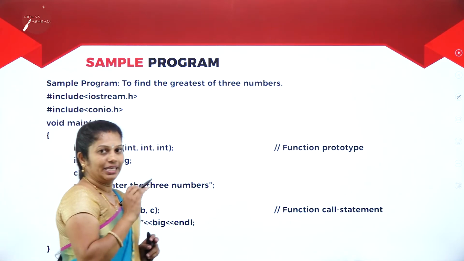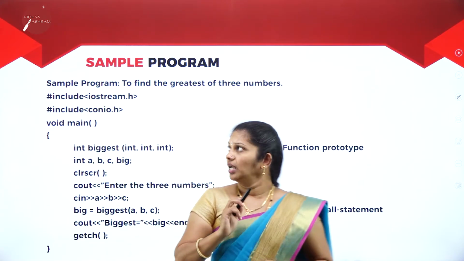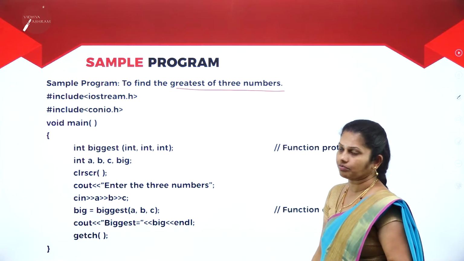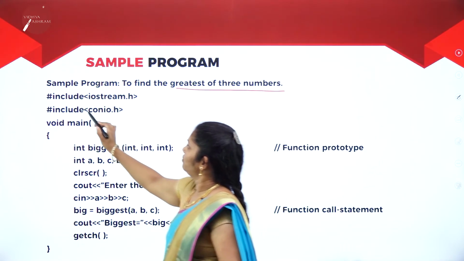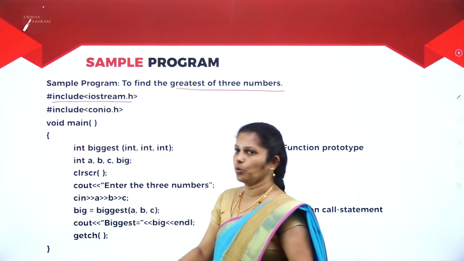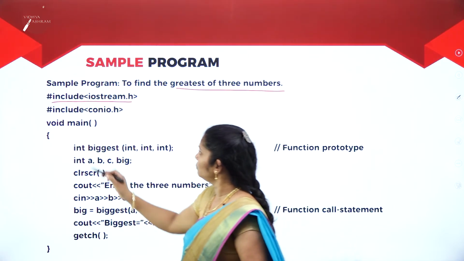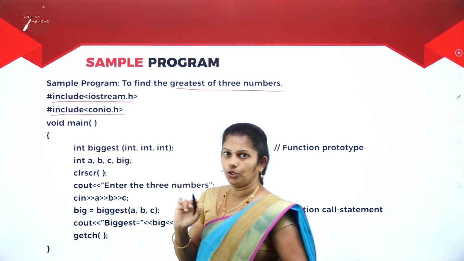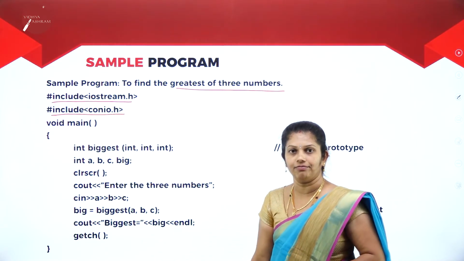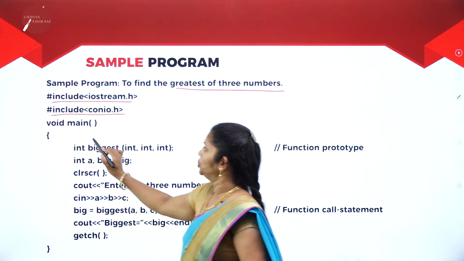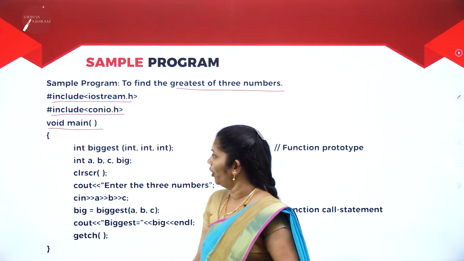Now I am going to explain one example program for this. Consider I want to find the largest of three numbers. Then as usual, first we have to include the header file iostream.h. This is a supporting header file for cin as well as cout. Then include conio.h. This is a supporting header file for clrscr as well as getch functions. Then as usual, we start with the main program, void main.